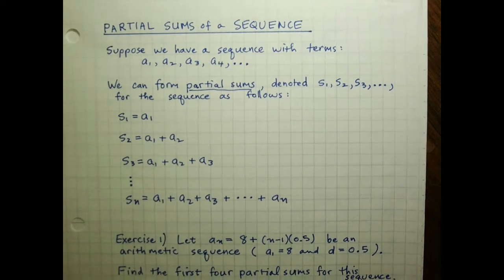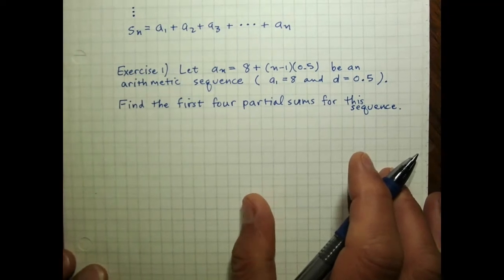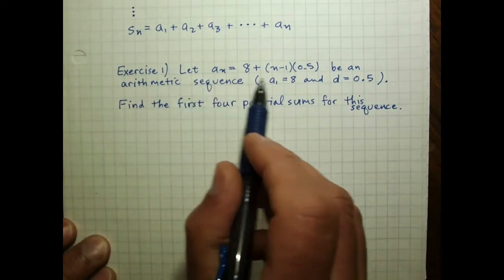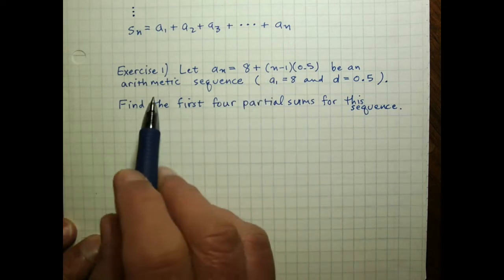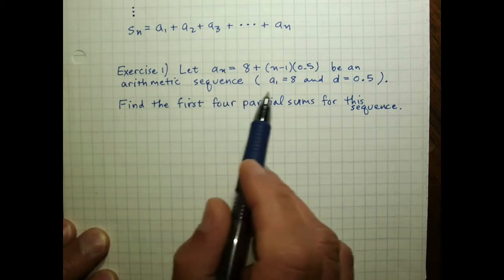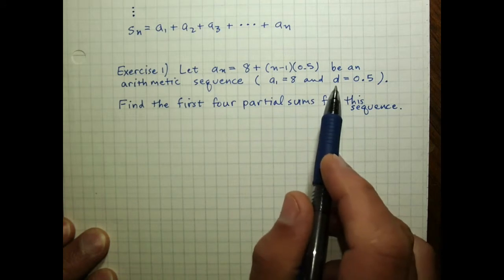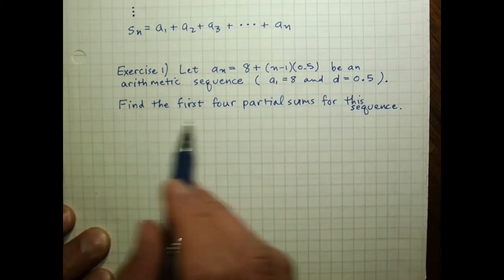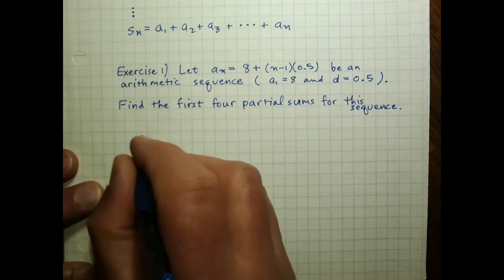So let's go ahead and do an exercise here. Exercise 1. We're given an equals 8 plus n minus 1 times 0.5. So that's an arithmetic sequence with a1 equal to 8 and d, the common difference, equal to 0.5. We want to find the first four partial sums for this sequence.